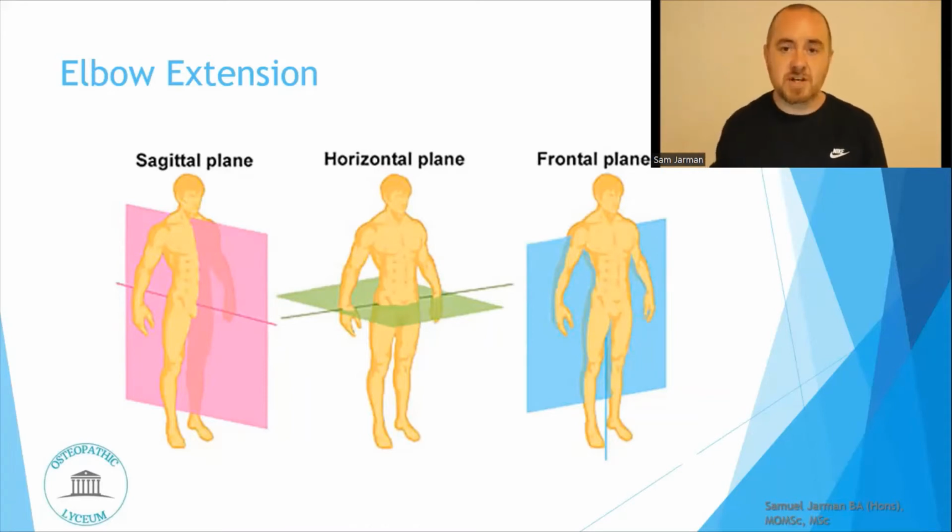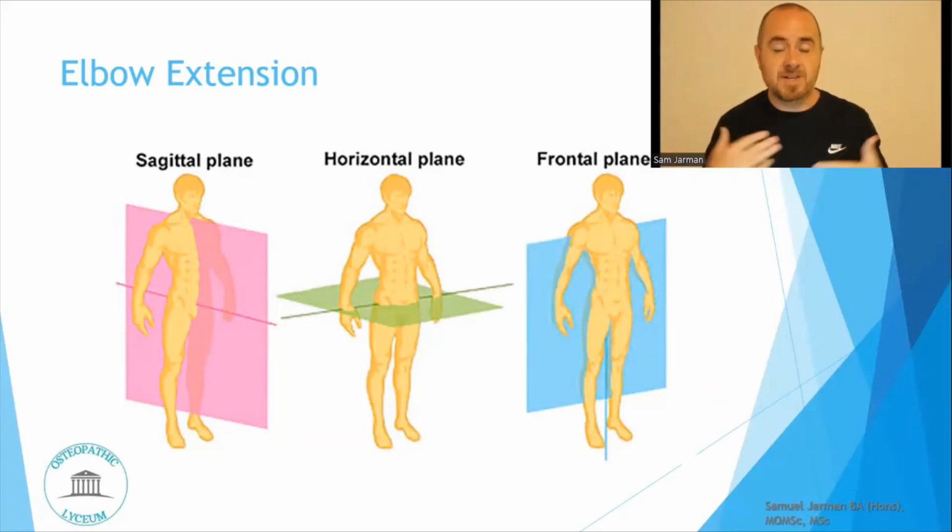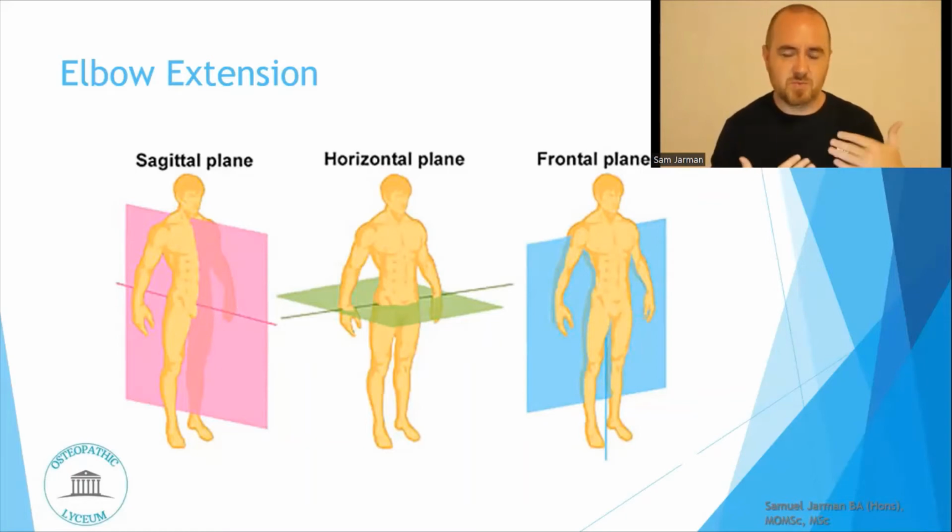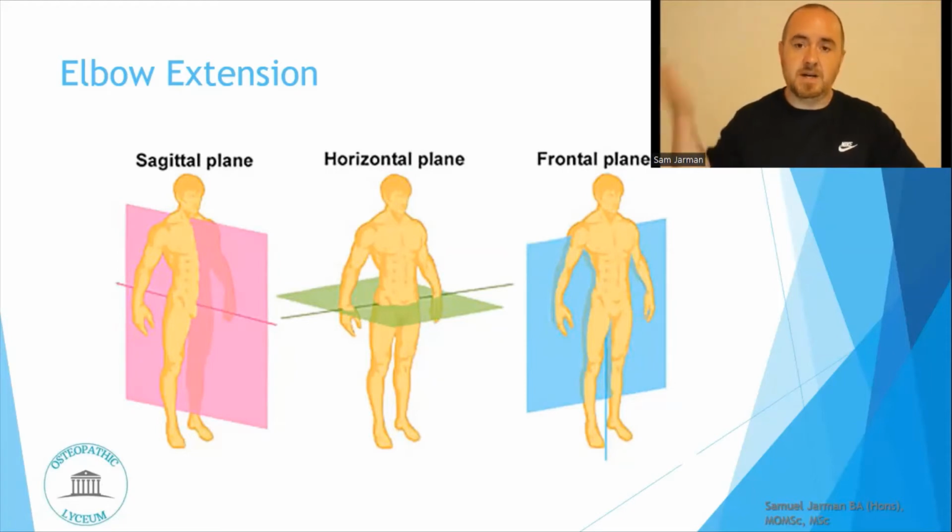Elbow extension can occur anywhere, because the elbow proper is the humeroulnar joint, so the humerus and the ulna, or the relationship between the two, is where elbow extension and flexion happen. But we're speaking about elbow extension with the anatomical position as your neutral reference point: arms at the side, palms up, or palms supinated. What you're discussing is extension or movement.